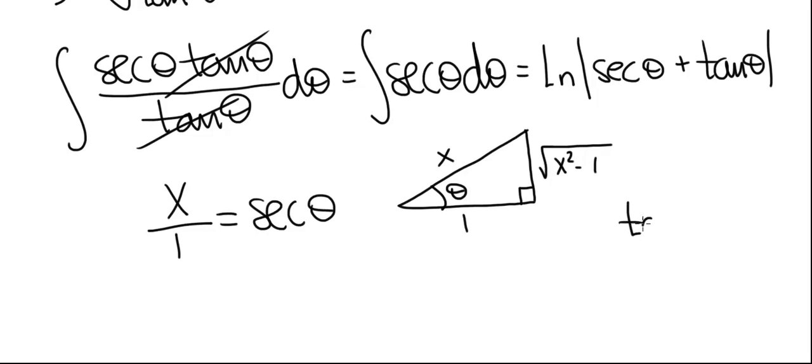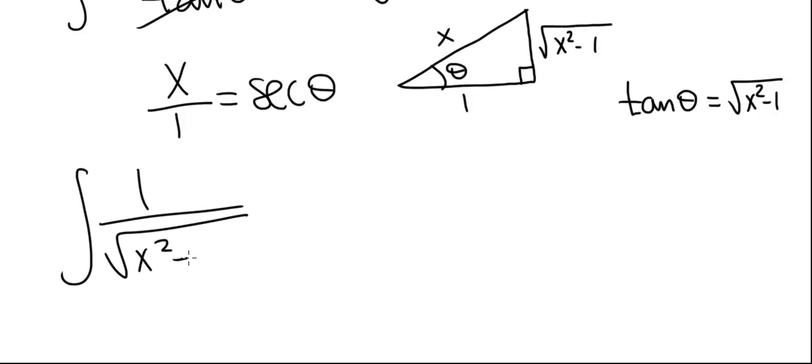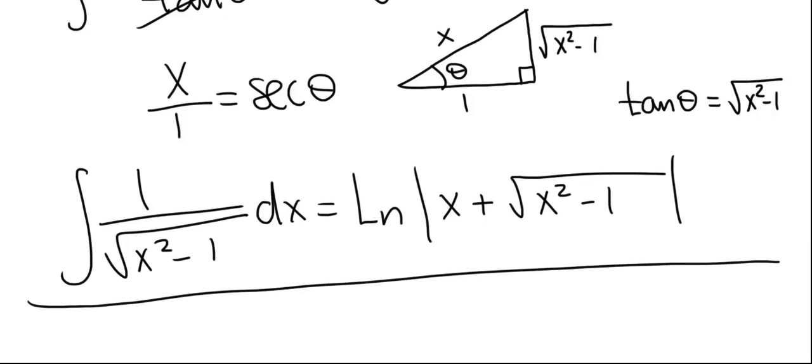And from here we see that tangent of theta, which is opposite over the adjacent, is square root of x squared minus 1. So we now can say that the integral of 1 divided by the square root of x squared minus 1 is equal to natural log of absolute value of secant theta, which is x, plus tangent theta, which is the square root of x squared minus 1. And now we can return to the original integral.